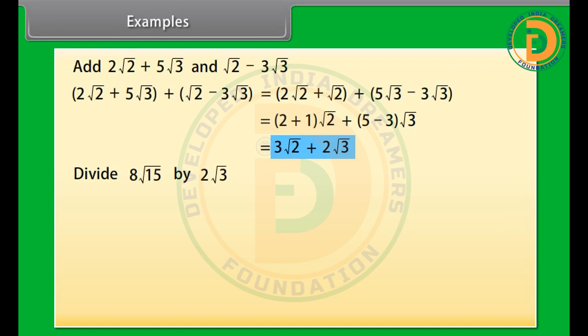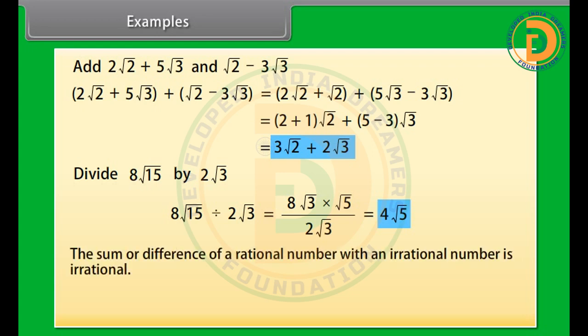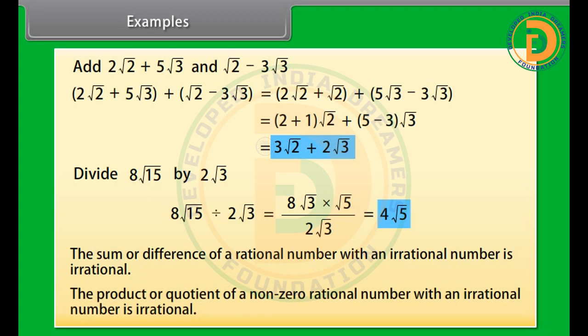Let's now divide 8 square root 15 by 2 square root 3. We will write it in this way. We can write 8 square root of 15 as the product of 8, square root of 3 and square root of 5. Hence, the answer we get is 4 square root of 5. So from these examples, we can conclude that the sum or difference of a rational number with an irrational number is irrational, and the product or quotient of a non-zero rational number with an irrational number is irrational.